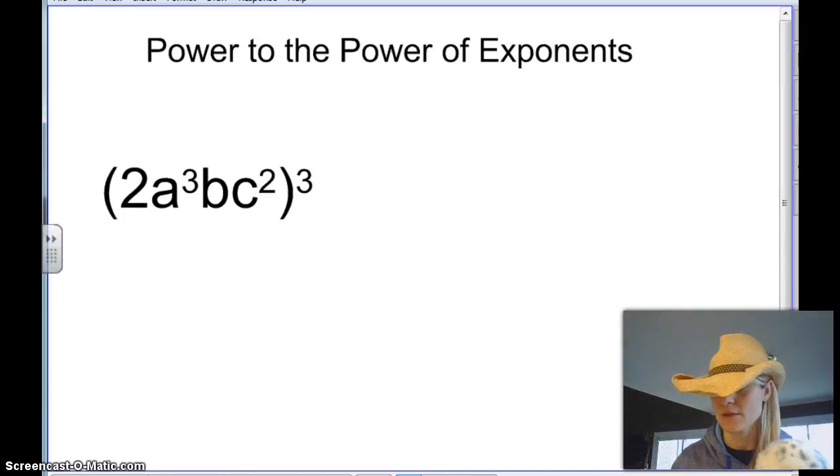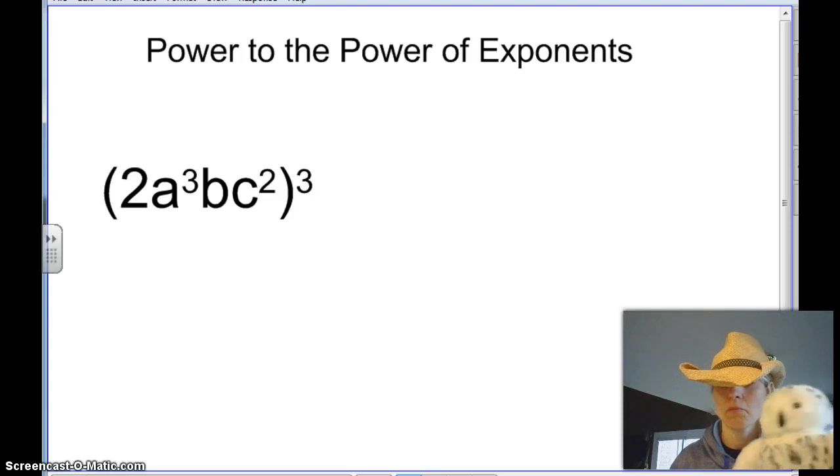Okay, well, it is Thursday, and Snowy and I, right, Snowy? We're going to teach you about the power to the power exponent rule.